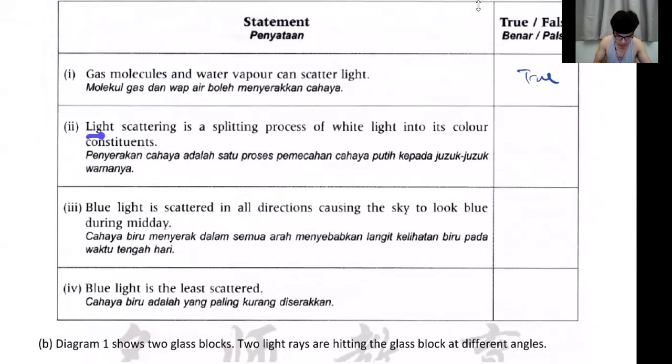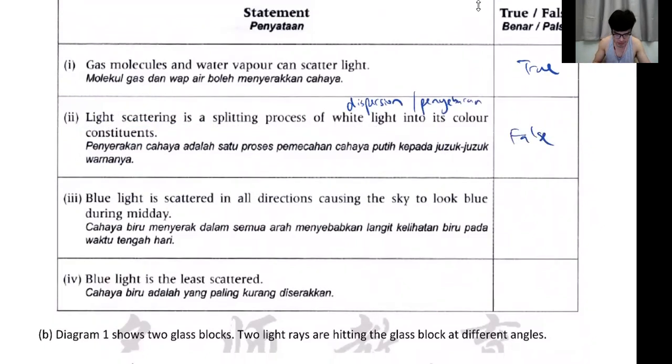So number 2, light scattering is the splitting process of white light into its color constituents. Now, what is constituent? Constituent means what is inside. What is inside white light? 7 colors: red, orange, yellow, green, blue, indigo, violet. So juzuk warnanya. Okay, juzuk means member. Inside white light there are 7 members. Okay, so yes, true. Wait. Oh no, this is scattering. Sorry, scattering is going everywhere. Splitting white into 7 colors is not scattering, this is dispersion. Okay, this is penyebaran. So this is false. Ooh, I almost got tricked there.